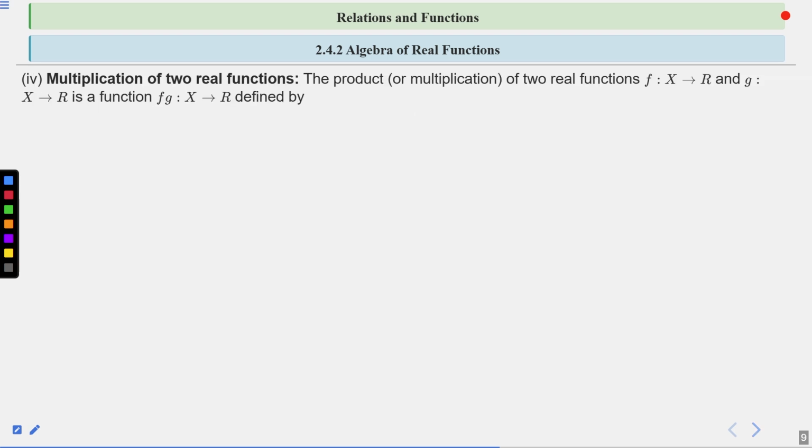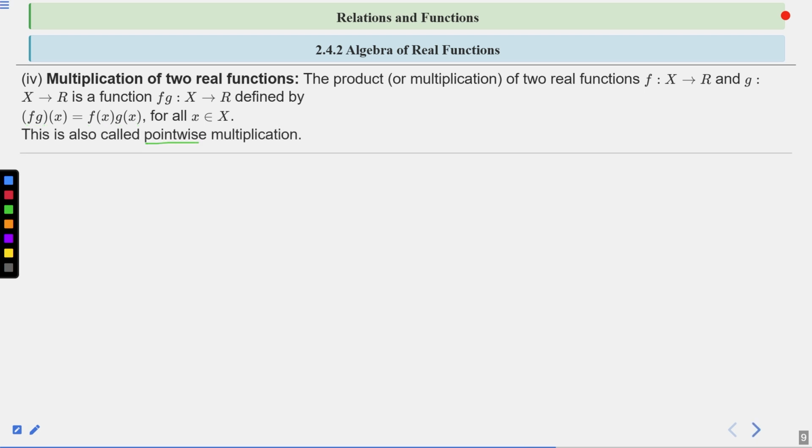Now for multiplication of two real functions. Product and multiplication are two different terms representing the same thing. So f from X to R and g from X to R, and multiplication is defined in this manner. Your f g is also going to be an X to R function, defined by (f g) of x is simply f(x) multiplied by g(x). Clear? This is called point-wise multiplication. Why point-wise? Because this is some point, this is some other point. So, point-wise multiplication.